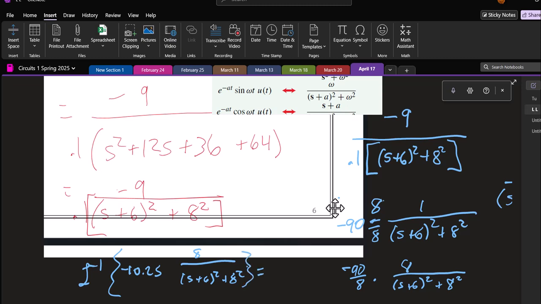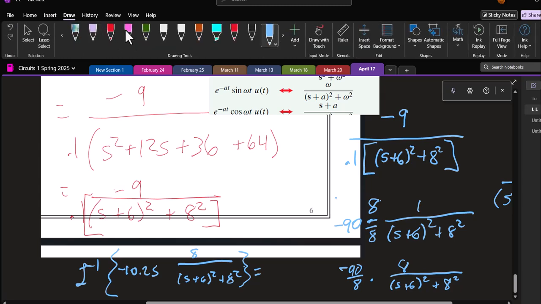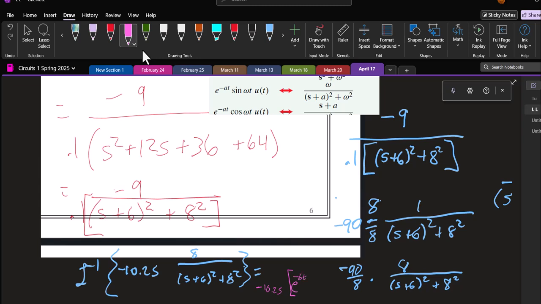And the inverse Laplace transform of that, the constant out in front just stays there. So you would have negative 11.25 times e to the negative 6t sine 8t u of t, and that equals the current as a function of time.